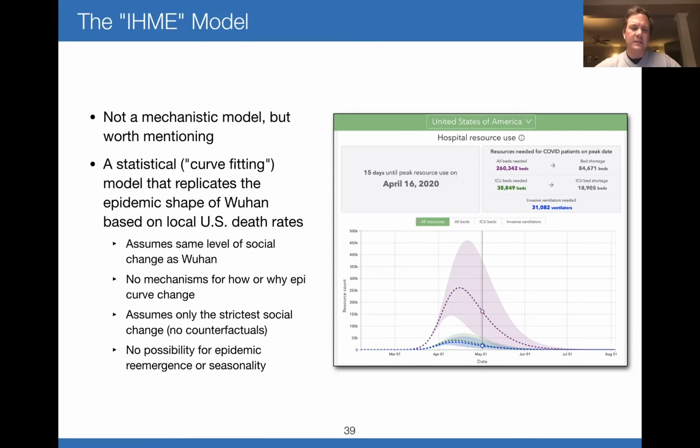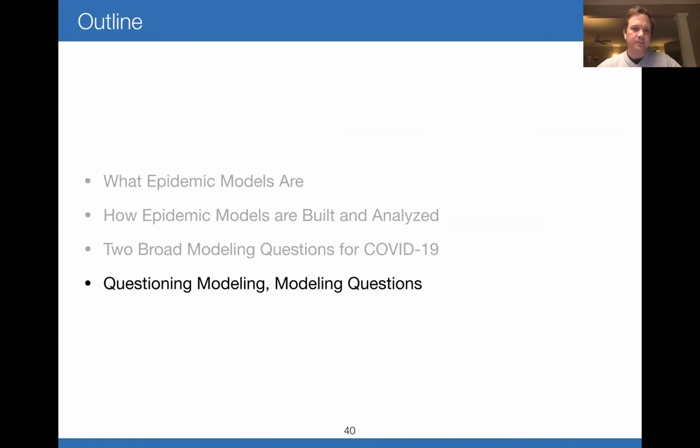There are no mechanisms for how or why the epi curve changes over time. It's just following the general curve that we saw elsewhere. And it assumes only the strictest social change happened. It doesn't also incorporate epidemic reemergence or seasonality. So I would really be skeptical of this model and what it can say about coronavirus in the longer term.